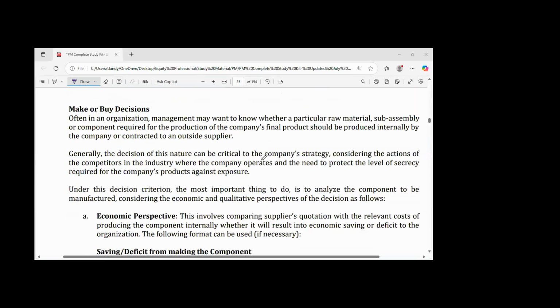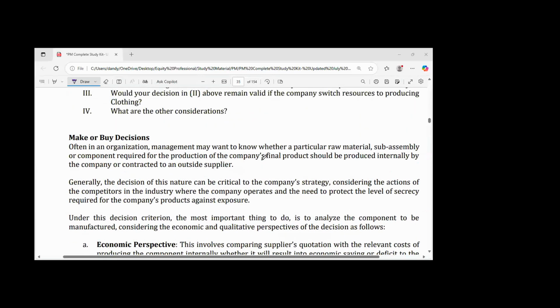So let's talk about make or buy decision. Oftentimes, management may be contemplating whether a particular raw material, sub-assembly, or components required for the production of the company's final products should be manufactured internally or contracted to an outside supplier.